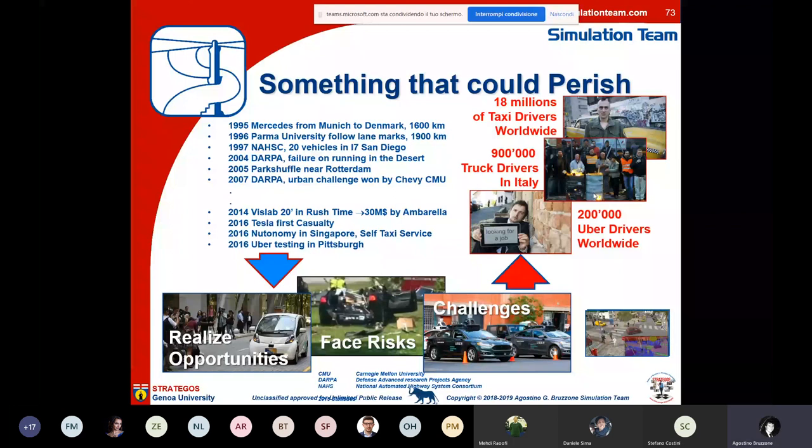In Italy, we have 900,000 truck drivers. In the world, we have 200,000 Uber drivers who will be expected to change. They are often students or people who move to another country and have an opportunity to get a pretty good income that they could lose. And around the world, we have 18 million taxi drivers who risk losing their job. Okay? So as you can see, it's not so easy. It's not an easy game.